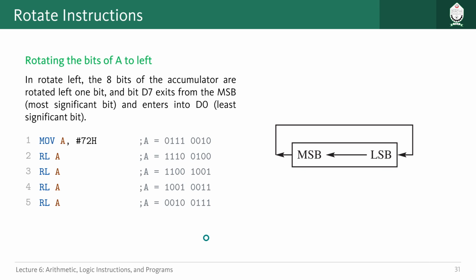Next, rotate left, same, just in left direction. So you see, after taking 72H onto register A, this is the value, right? And then if we execute RL A once, then what will happen? All the bits will shift to left by 1 bit in this way. Okay, and then this bit will actually go to the LSB of the next one. Okay, so in this way it works.